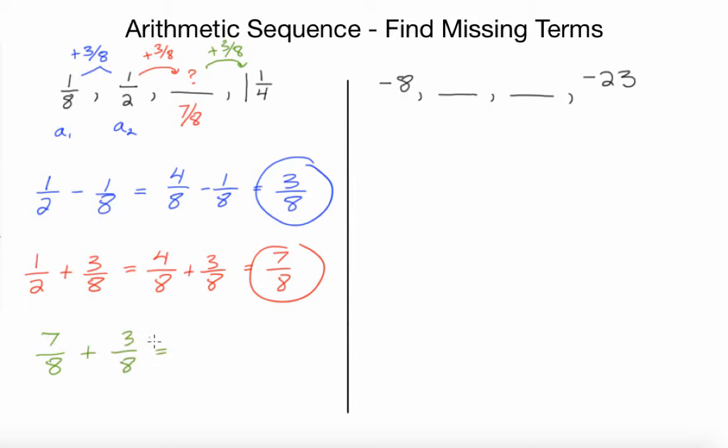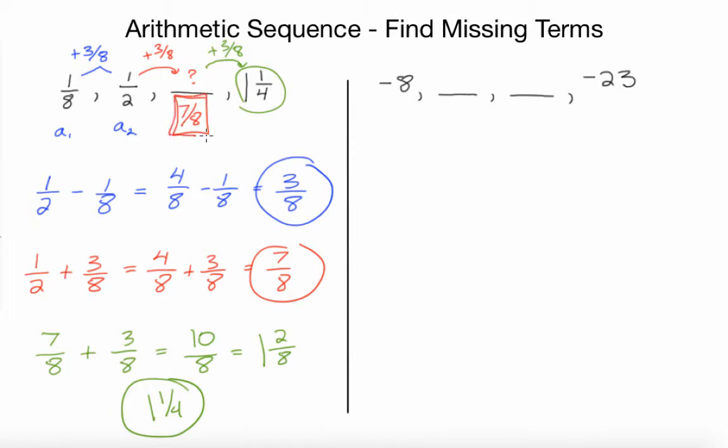equals, they already have common denominators, which is good. So that equals 10/8. 8 goes into 10 one time, which leaves 2 left over. So 2/8, but 1 and 2/8 reduces down to 1 1/4. So it checks out. I add 3/8 again and it gets me to the next term. So my missing term in this sequence is 7/8. We found it by taking two consecutive terms, the first two, and finding the common difference. So hopefully this is a good example there.